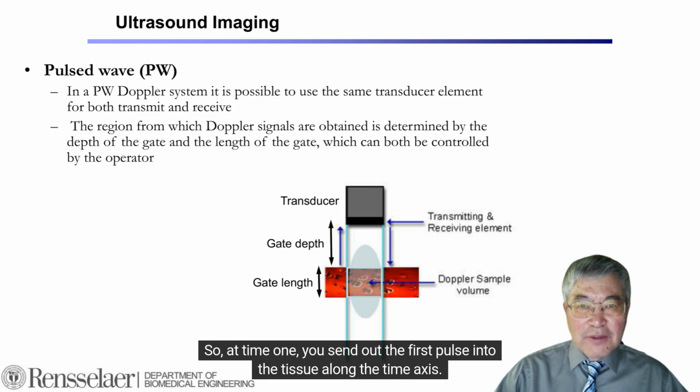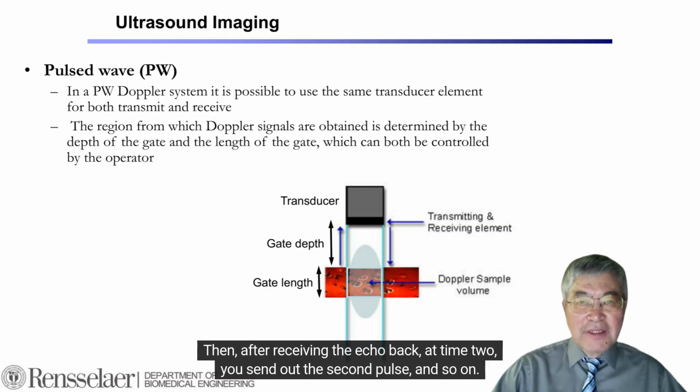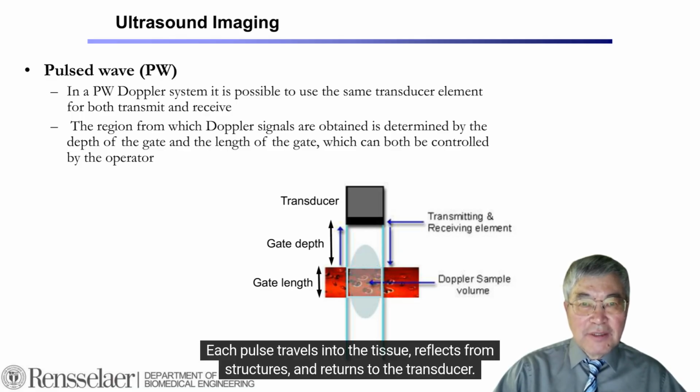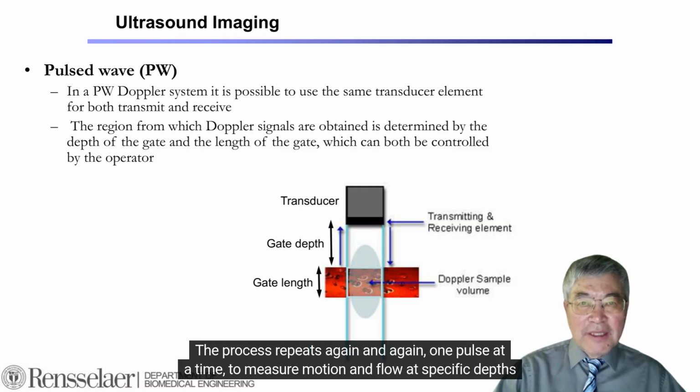So, at time 1, you send out the first pulse into the tissue along the time axis. Then, after receiving the echo back, at time 2, you send out the second pulse, and so on. Each pulse travels into the tissue, reflects from structures, and returns to the transducer. The process repeats again and again, one pulse at a time, to measure motion and flow at specific depths within the body.